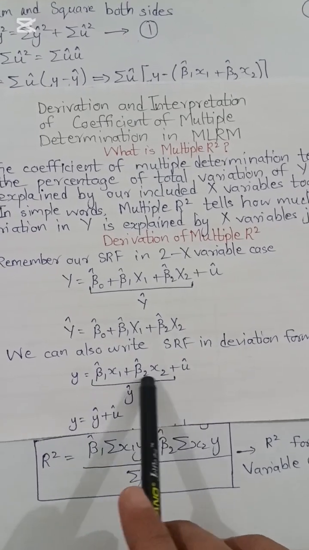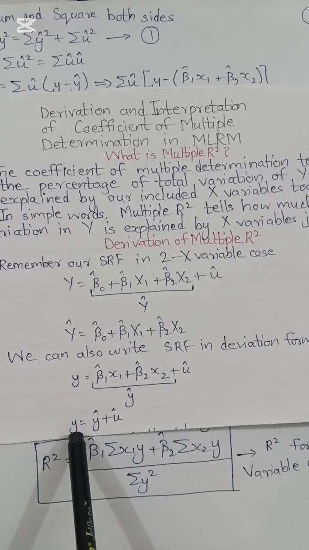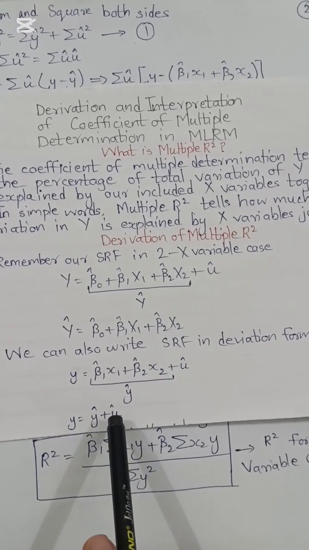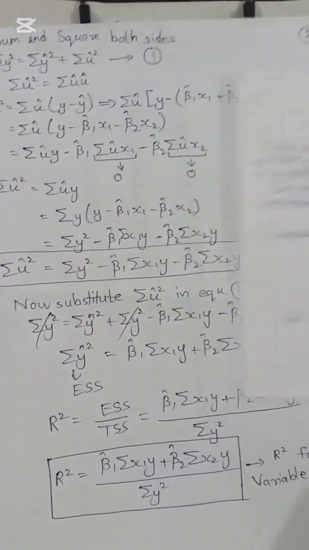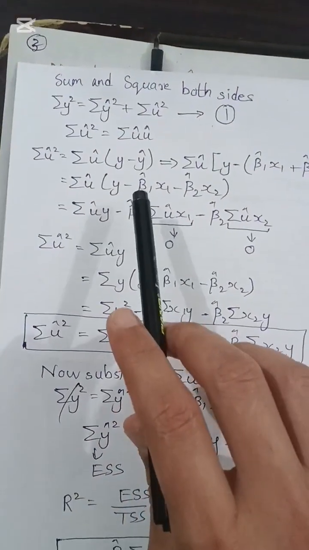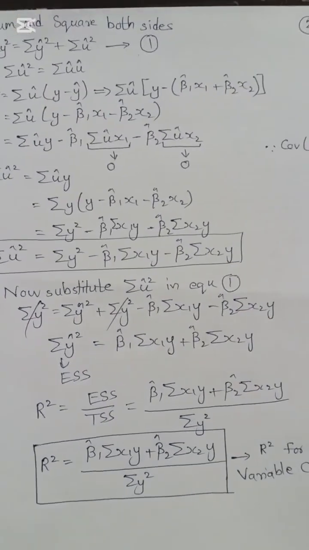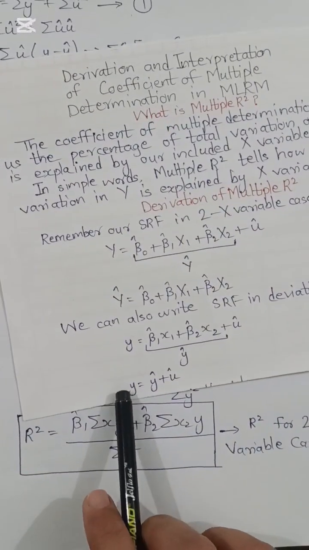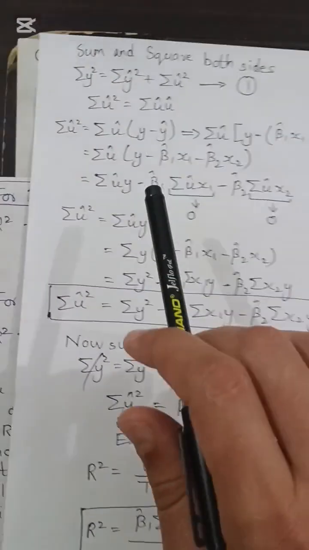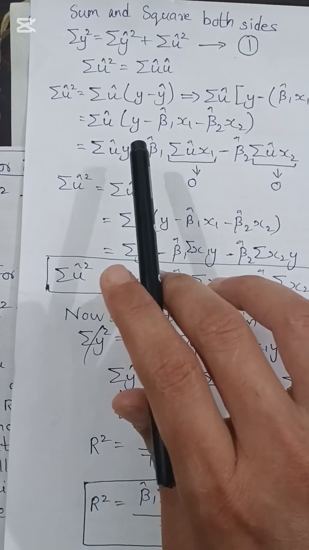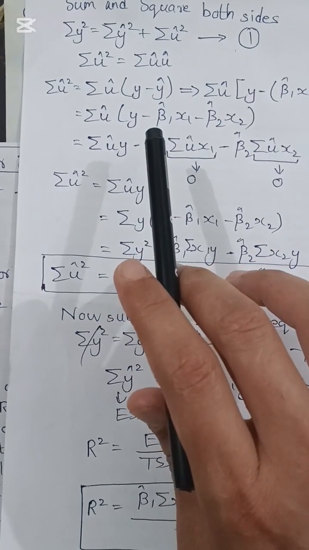This term again equals small y hat. So we can write small y equals small y hat plus small u hat. These are all deviated forms. Next, we sum and square this equation, and we get: sum of y squared equals sum of y hat squared plus sum of u hat squared.